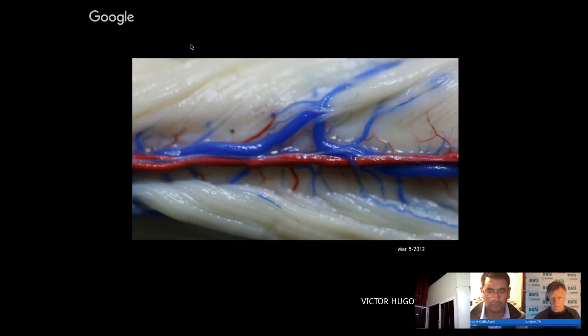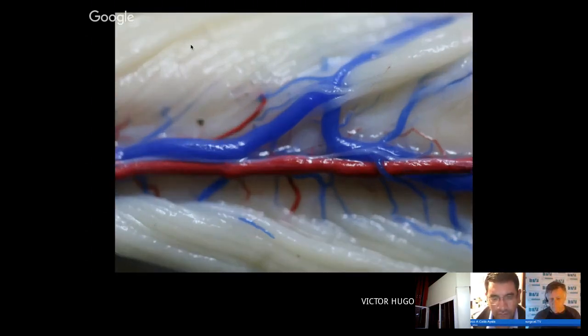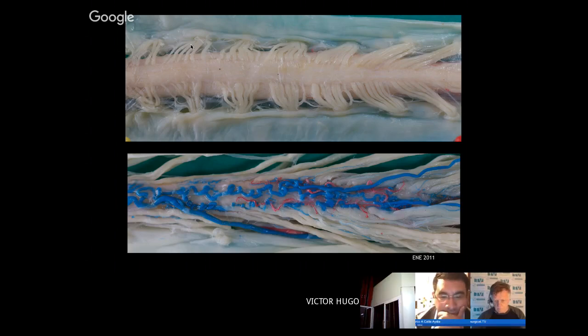This is a vein that is crossing a nerve, a radicular nerve. As you can see in the upper part, the vein is between the fibers of this nerve. These are some interesting features in the veins. In the upper photograph, we can see the cervical posterior aspect.